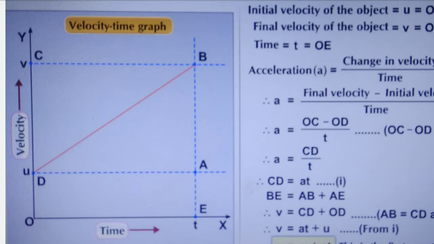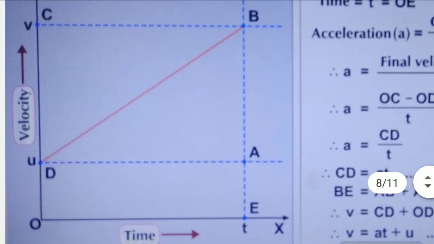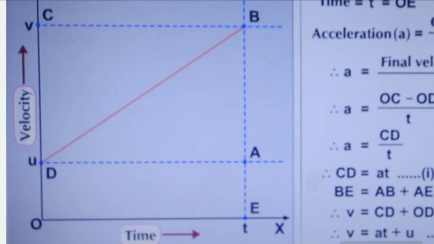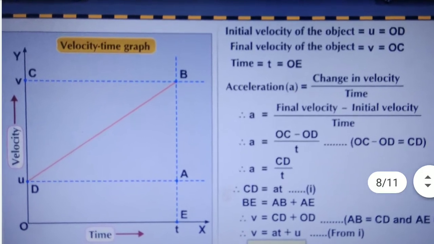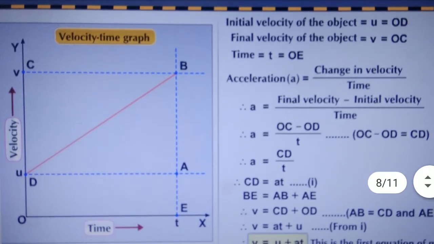Again, I will repeat. The object starts from the point D in the graph with velocity u. Its velocity keeps increasing and after time t, it reaches the point B on the graph. The initial velocity of the object is given by letter small u. In this figure, the value u denotes the segment OD. Therefore, the initial velocity of the object is u = OD.